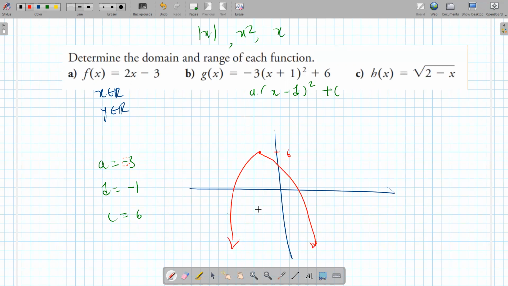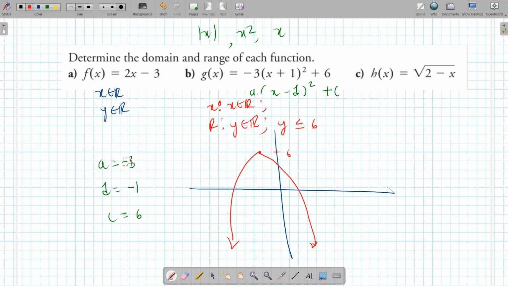So what is the domain and range of this quadratic function? The domain is x ∈ ℝ, no restrictions on the domain. The range will be y ∈ ℝ in terms of y, but it has a restriction though. What's the restriction for the range? It's equal to or less than 6. Exactly. So y is less than or equal to +6, and you're done.